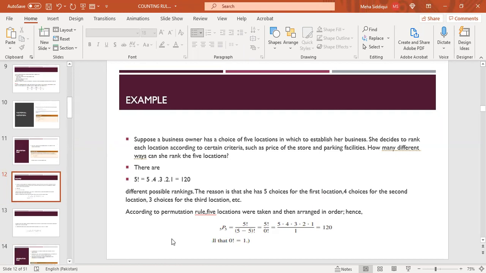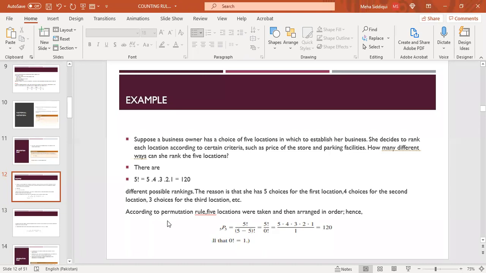Suppose a business owner has a choice of 5 locations in which to establish her business. She decides to rank each location according to certain criteria such as price of the store and parking facilities. How many different ways can she rank the 5 locations? Now, 5 exclamation mark means there are 5 locations, so we will split it like 5, 4, 3, 2, 1, and this dot means to multiply, and multiplying these values we get 120. So there are 120 different possible rankings. The reason is that she has 5 choices for the first location, 4 choices for the second location, and 3 choices for the third one, etc.